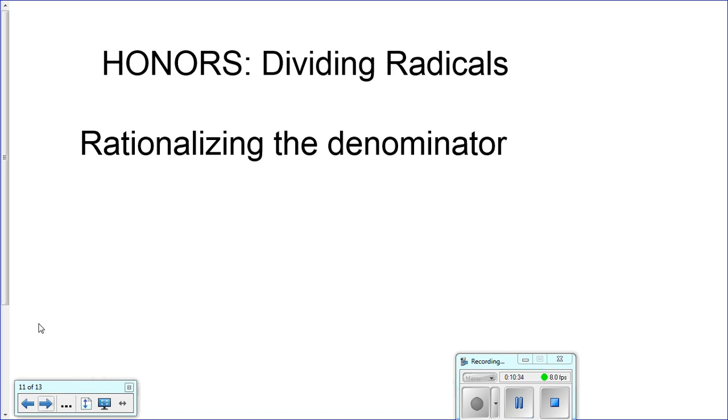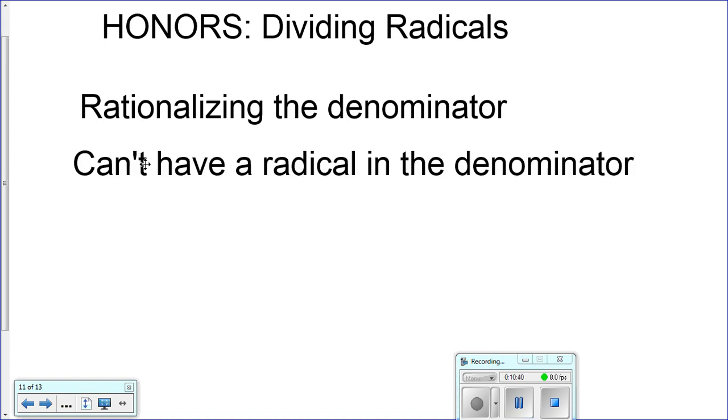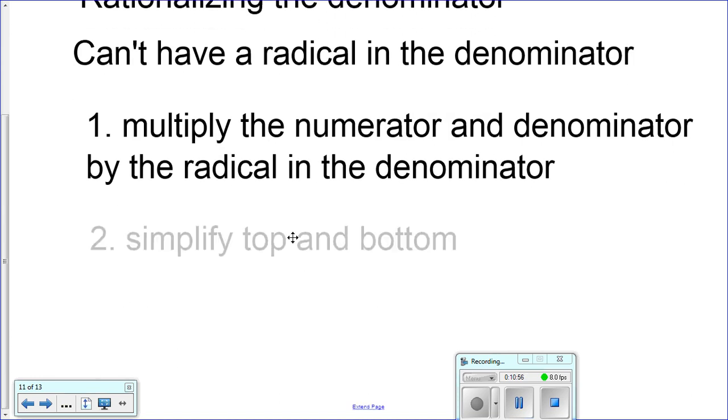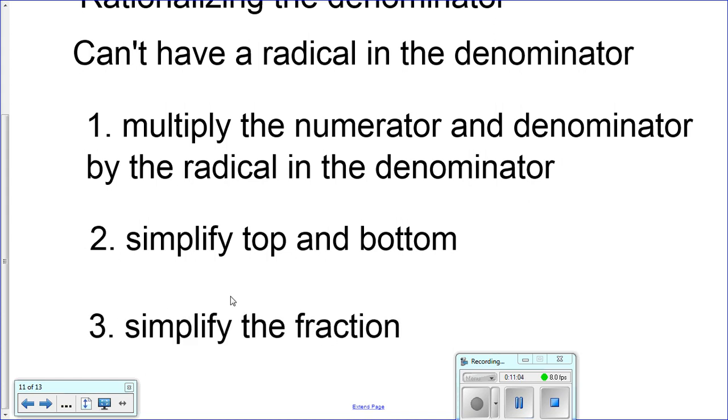So dividing radicals has to do with rationalizing the denominator. Okay, and when we have a radical in simplest form, we actually can't have a radical in the denominator. So we have to take a couple of steps. One, we have to multiply the numerator and the denominator by the radical that's in the denominator. Okay, and I'll show you what that looks like. Two, we have to simplify both the top and bottom now, and then we can simplify the whole fraction. Okay, it sounds really complicated, but it's really not that bad. Alright, remember, if I'm going too fast, pause the video so you can get everything down.